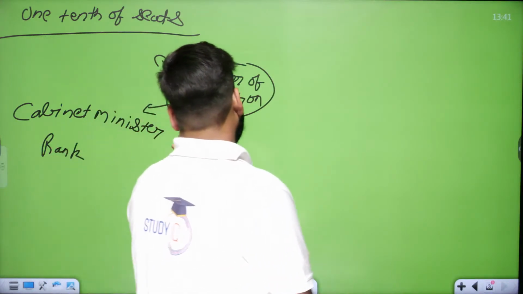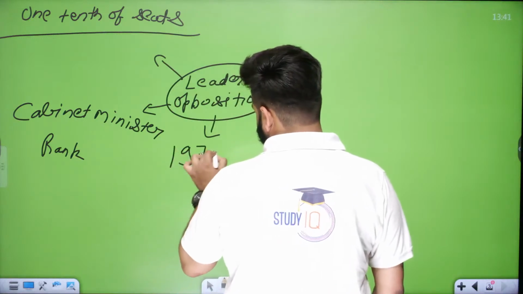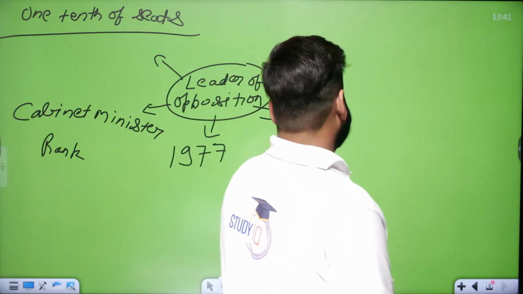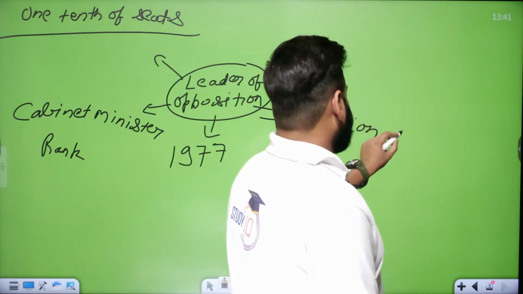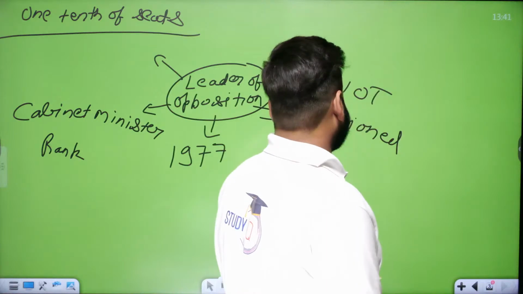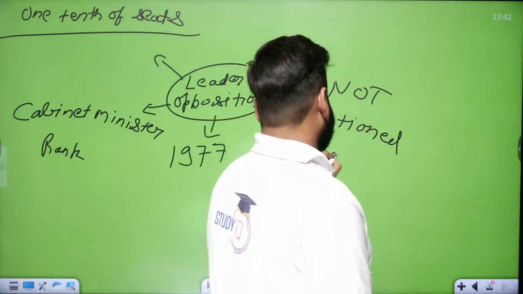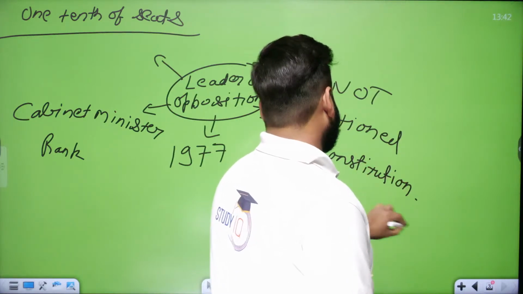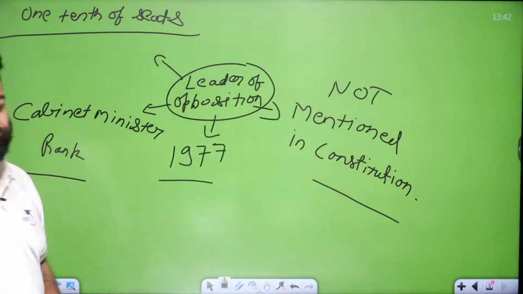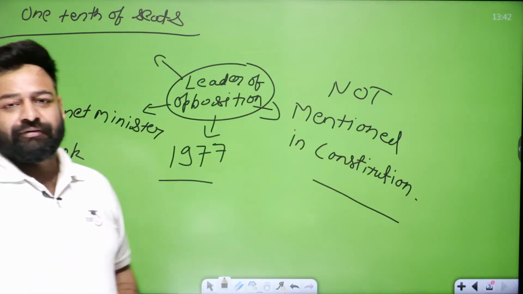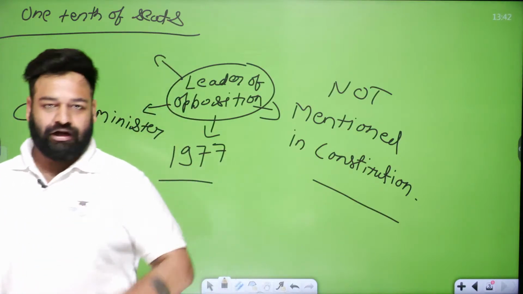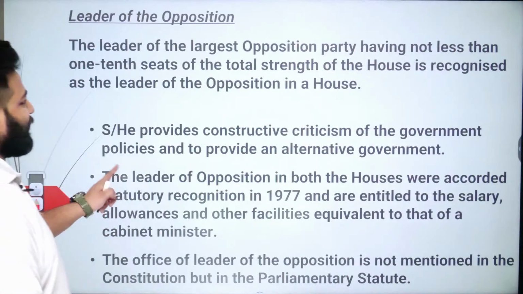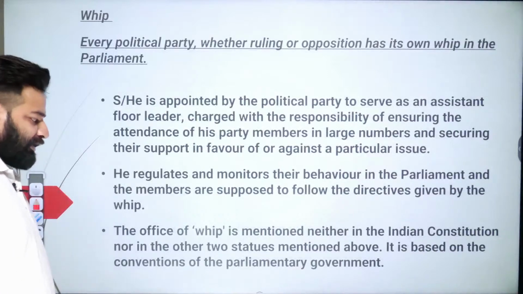When was this recognition given? Recognition was given in the year 1977. Okay, mentioned in the constitution? No, not mentioned in the constitution. Okay, so these are the features for what? Features for the Lok Sabha or the leader of the opposition in the house. Okay, same goes with the Rajya Sabha as well. Okay, next, whip, W-H-I-P.